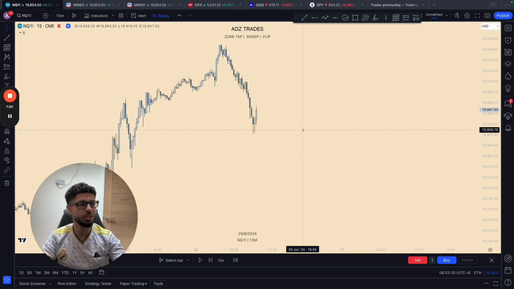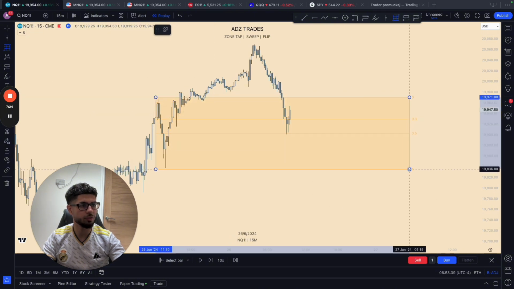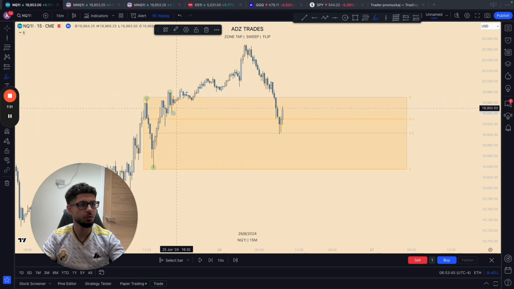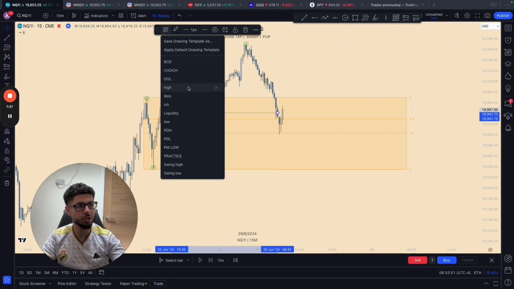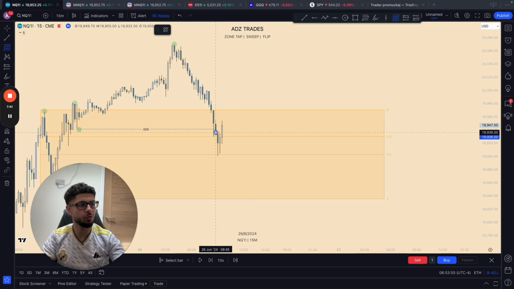Sweet. So now at Wednesday, let's see the same thing where we have a zone here, right? And again, we're just going to count to 6. We have 1, 2, 3, 4, 5. We need this to get swept. Perfect. That has been swept. And now we have a valid low formed here. Right, that was our flip confirmation.